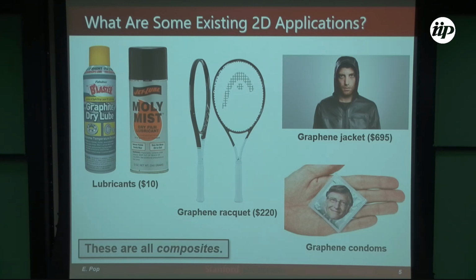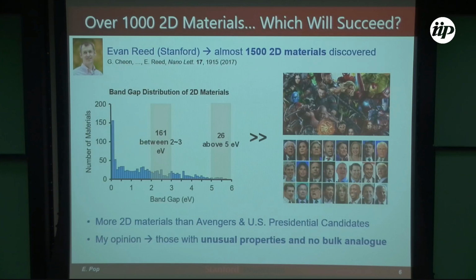Then there's a graphene jacket. I'm not sure why it's important that it's graphene, but it's about $700, and it makes you look very grumpy. Maybe because you spent $700 on it. And then there's something that Bill Gates was funding in the UK a few years ago. This is not a joke. I don't know if this is available or not, but I thought it would be funny, especially because I found this image. You don't often see a picture of Bill Gates on a condom wrapper. But I don't have a price for that. So these are all composites. I think that kind of tells you something. They're all composites.